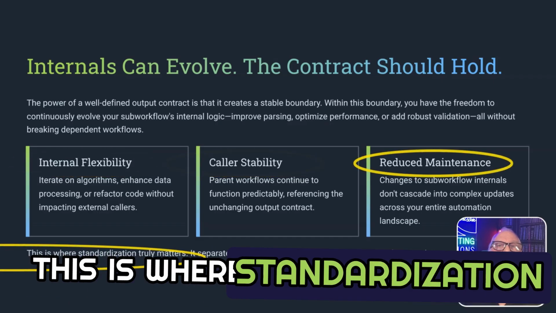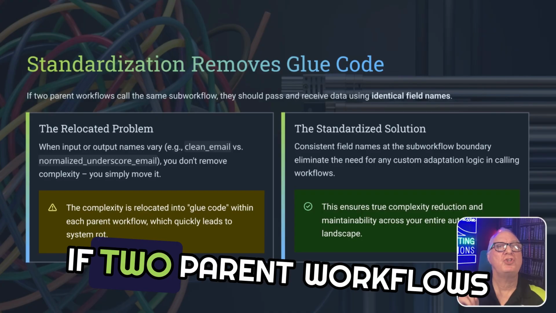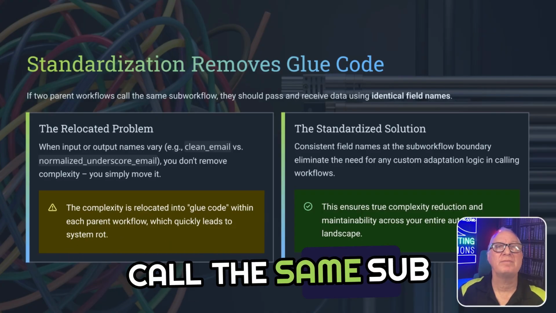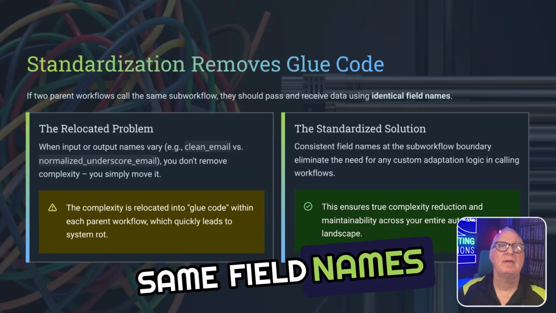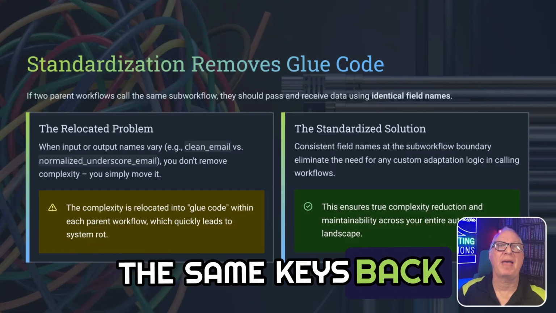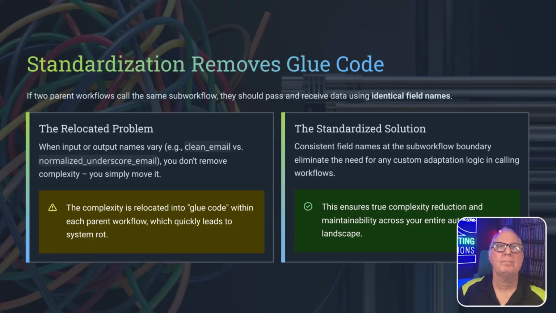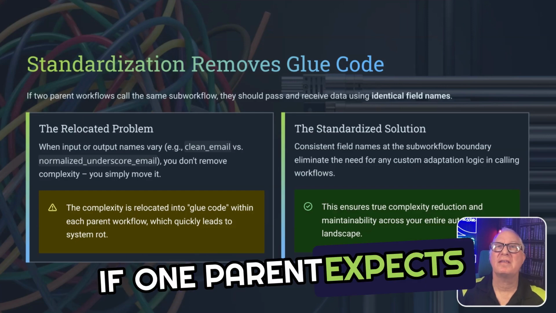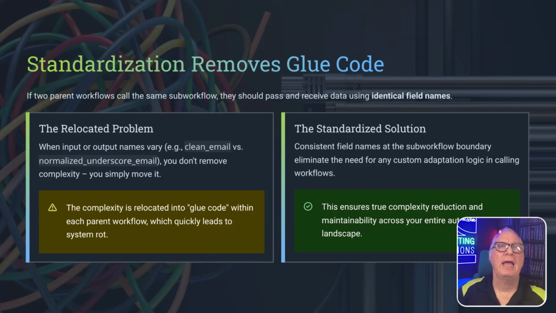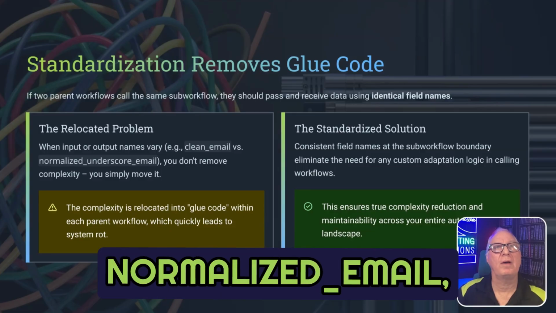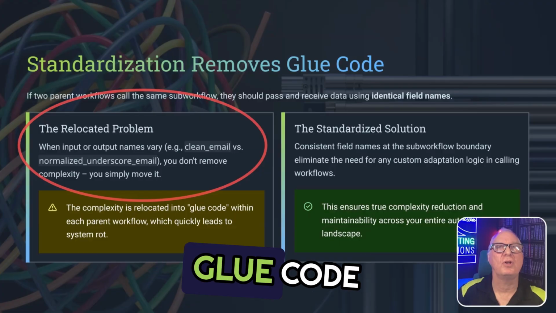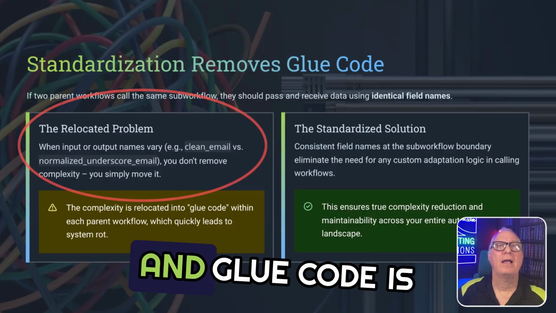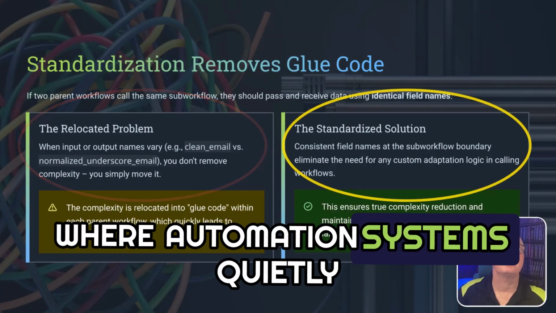This is where standardization matters. If 2 parent workflows call the same sub-workflow, they should pass the same field names, and they should receive the same keys back. If one parent expects clean_email and another expects normalized_email, you didn't remove complexity. You relocated it into glue code. And glue code is where automation systems quietly rot.